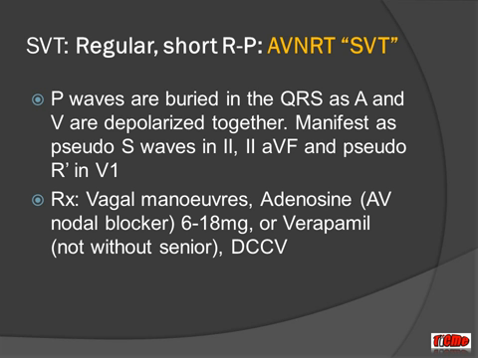Now, the P wave won't look like a regular sinus P wave. It will usually be small and upside down, so it's been a retrograde one. They're usually buried in the QRS complex because the atria and the ventricle are depolarized at the same time, and they manifest as pseudo S waves in 2, 3 and AVF and pseudo R waves in V1.